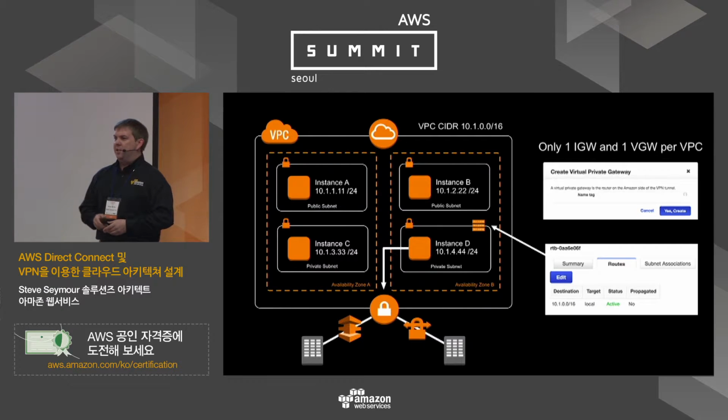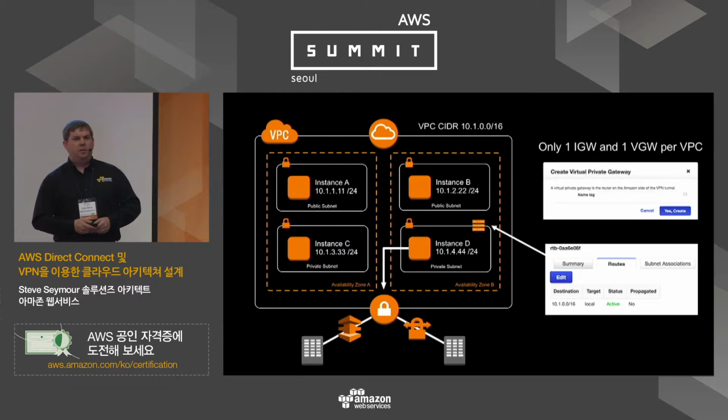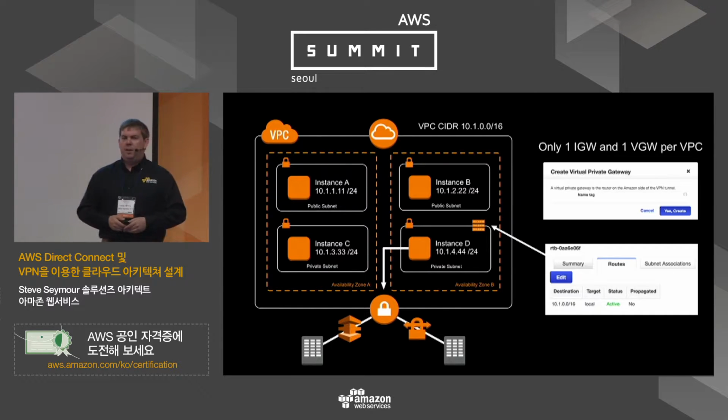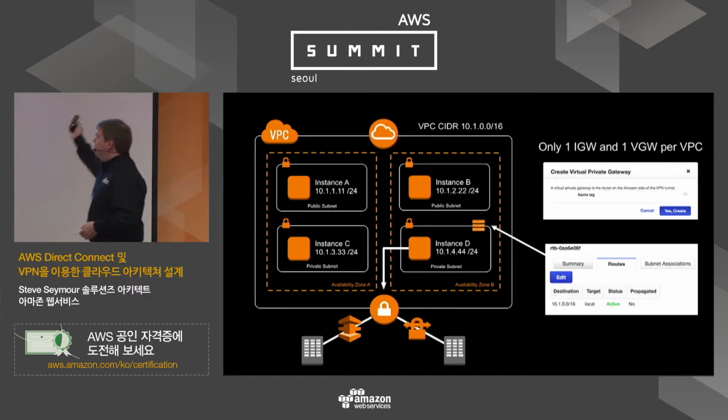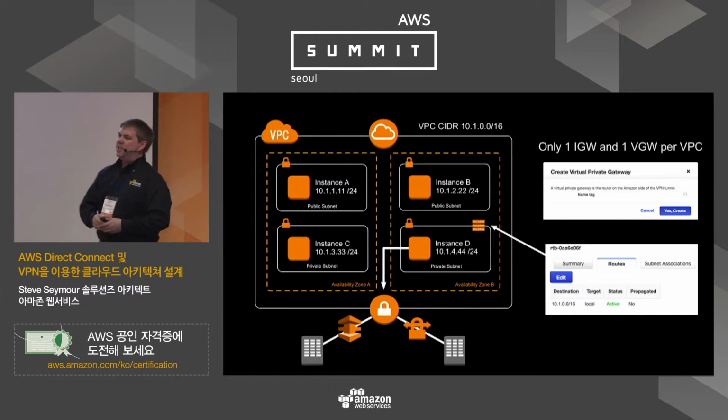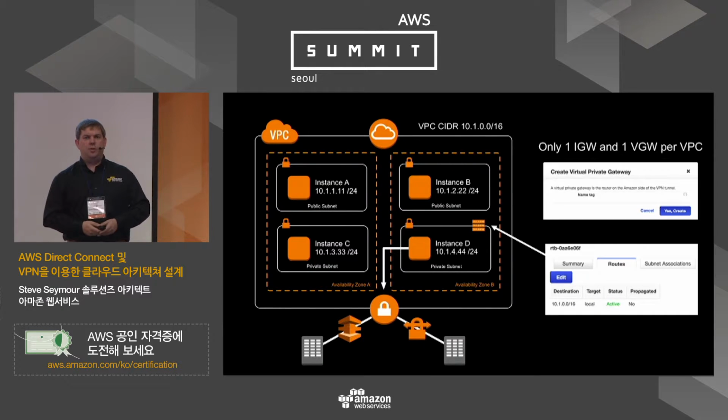But I wanted to highlight two things. First of all, that we can only have one virtual gateway attached to the VPC. And then secondly, that all of the functions that we're going to be talking about in this session require us to modify the routing tables. So as you can see, here is a route table that we're using in our VPC, and we're going to be modifying that to use Direct Connect and VPN.